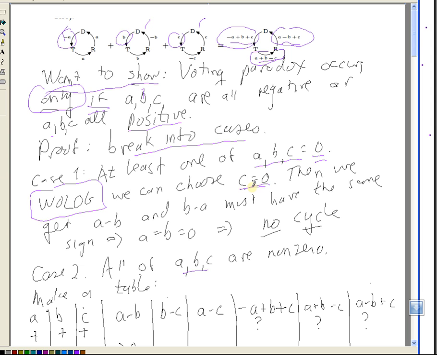All right, so let's suppose that C equals 0. Now, in order to get a voter paradox, C is 0, so I cross out the C here, and I cross out the C here, and I cross out the C here. What do I have left? I have minus A plus B and A minus B. Now, in order for there to be a voter paradox, these two must be the same sign.